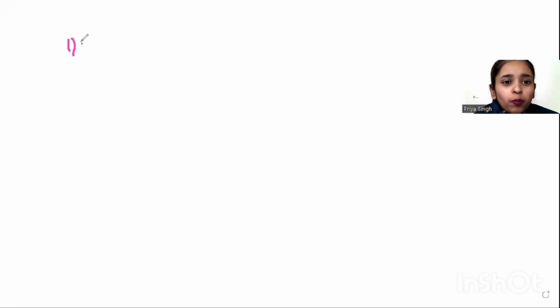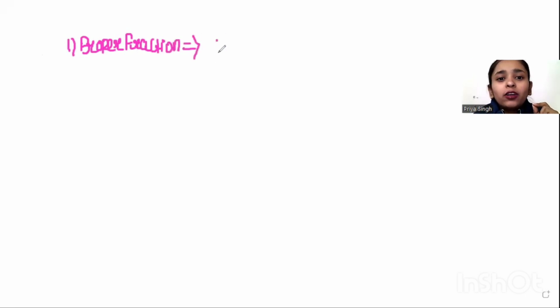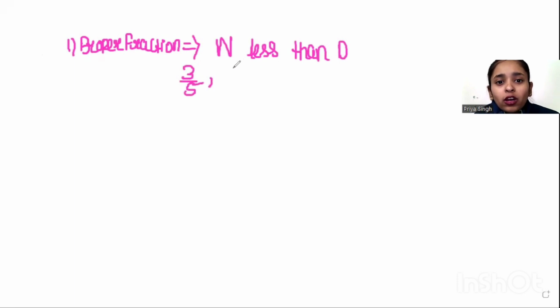First one is proper fraction. What is the meaning of proper fraction, everyone? It is where the numerator is less than the denominator. I am indicating numerator with n and denominator with d. So the numerator is less than the denominator. For example, 3 by 5 is a proper fraction, and 4 by 7 is a proper fraction. You can see that the denominator is big, so it is holding the numerator.